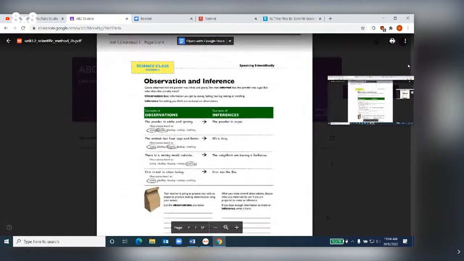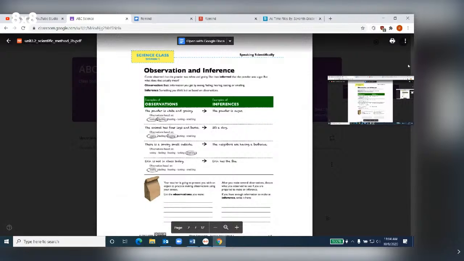So this is observations and inferences. Cassie observed the powder was white and grainy. She inferred the powder was sugar. What does that actually mean? Observations are basic information you get by seeing, feeling, hearing, tasting, or smelling. An inference is something you think is true based on observations. The observation was the powder is white and grainy, and the inference is the powder is sugar, because you could see and feel the sugar. Once you make that observation, your inference would be that the powder is sugar.